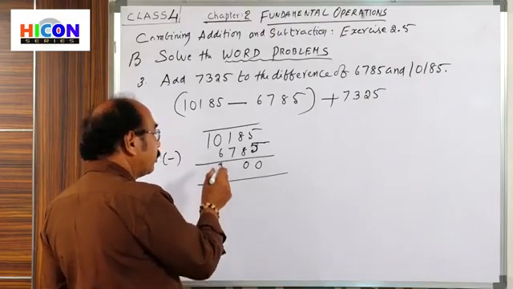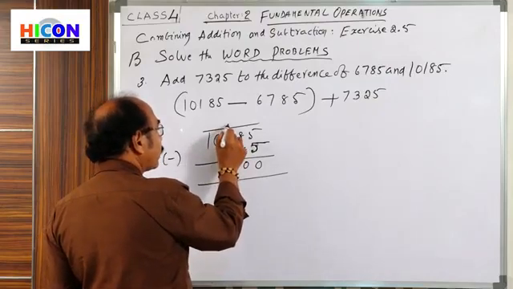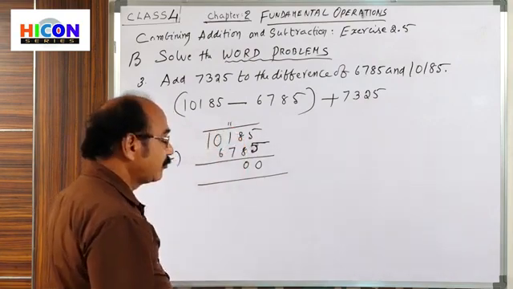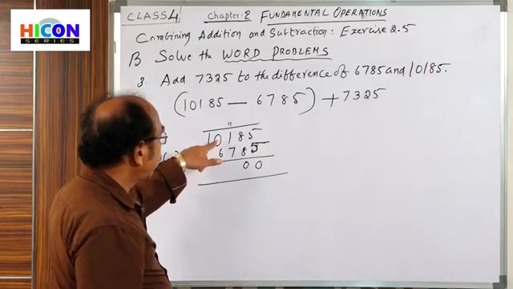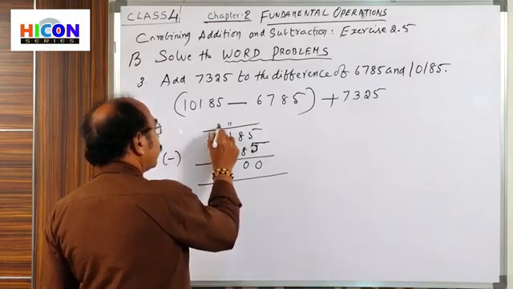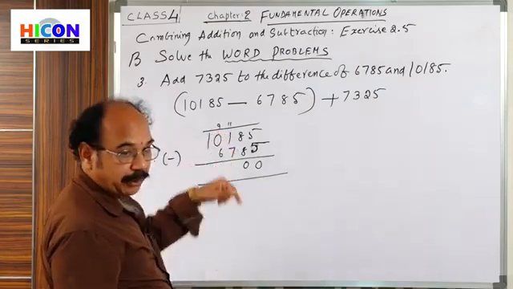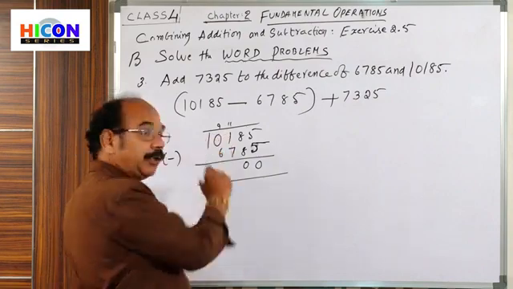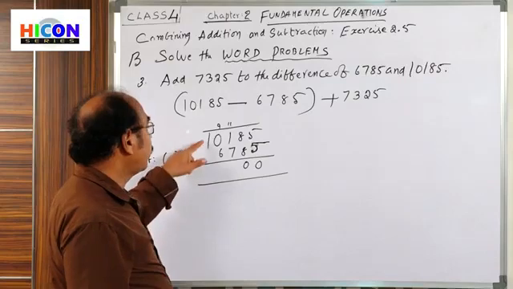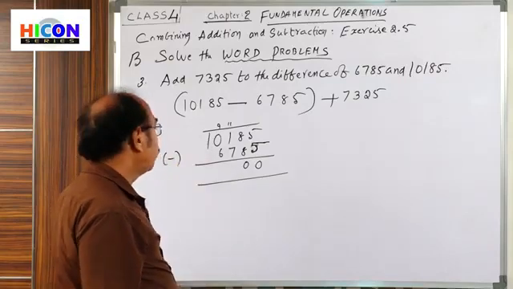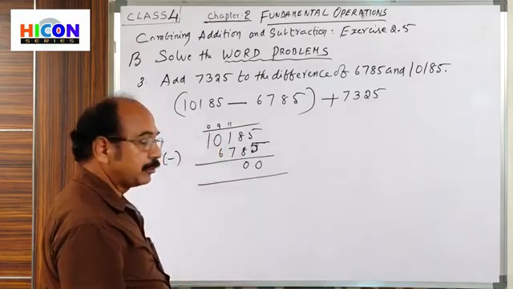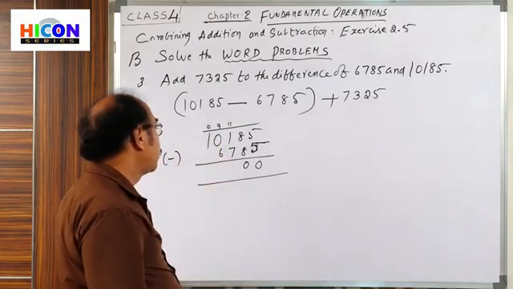So ask borrow. Ask borrow means 10. 10 plus 1, 11. So 1 becomes 11. And here at the top of 0, we write here 9. Why? Because 0 cannot give borrow. We get to borrow from its before place. That's why here 1 gave borrow. That's why here 1 becomes 0.